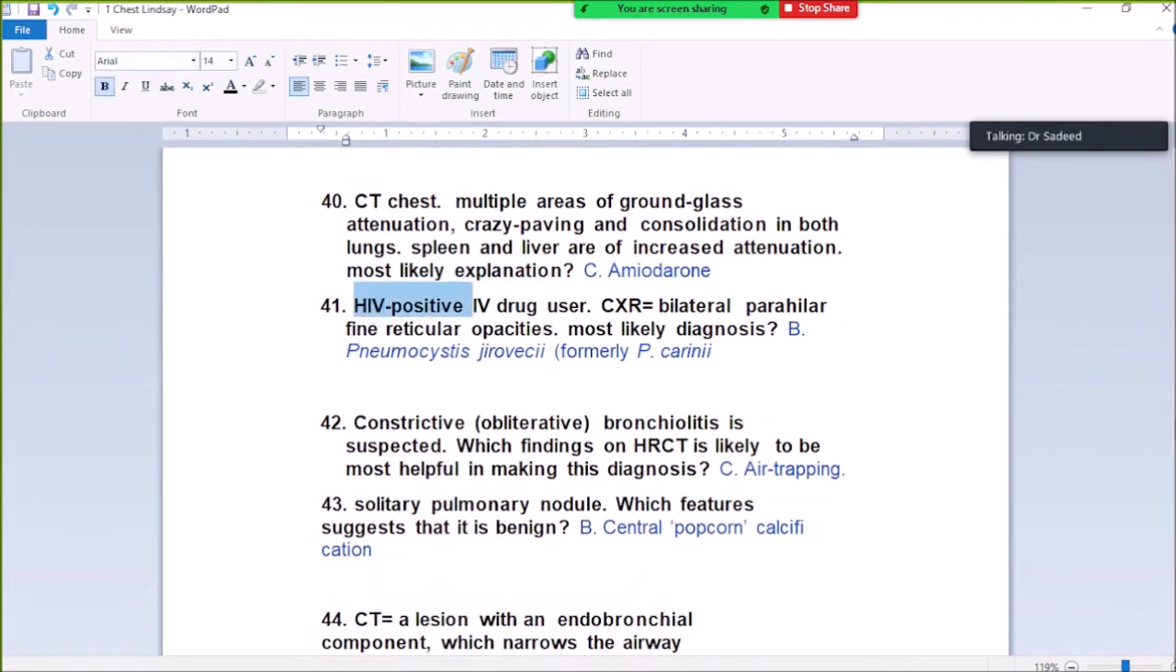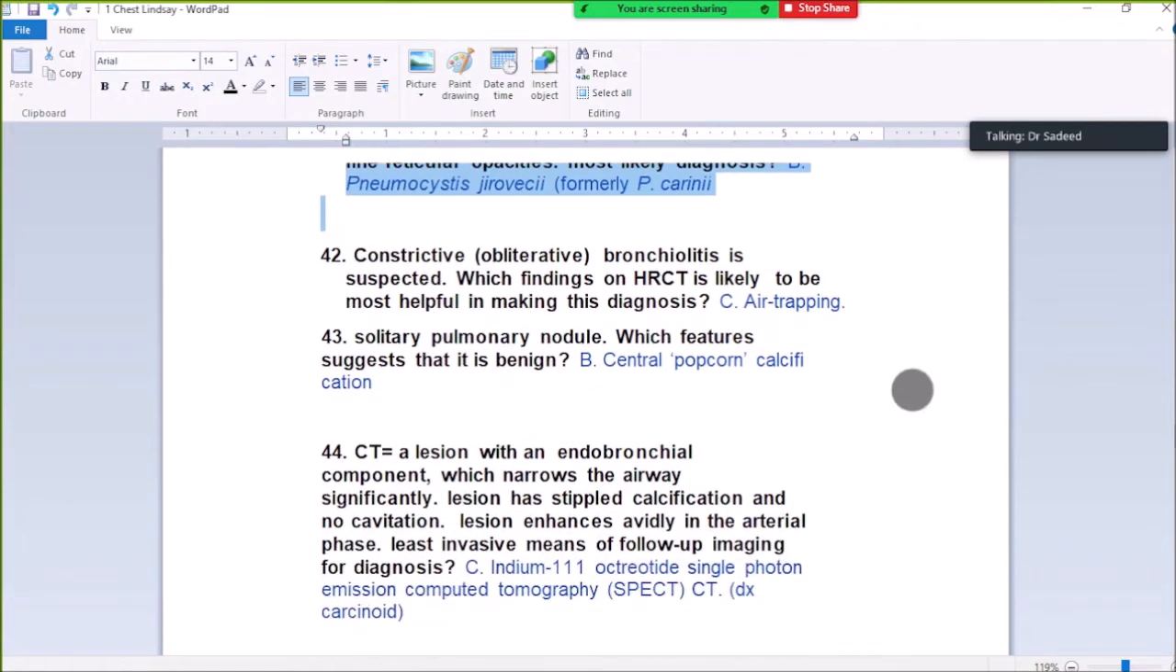Question 41. HIV positive IV drug user with bilateral perihilar fine reticular opacity. Most likely diagnosis is Pneumocystis jirovecii. In an HIV drug abuser with bilateral perihilar infiltrates, the diagnosis is Pneumocystis jirovecii.